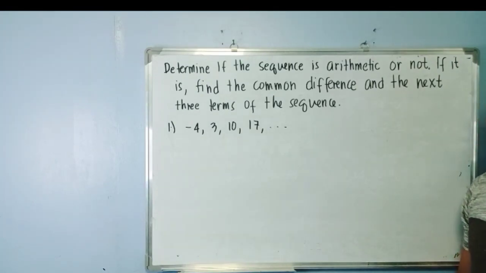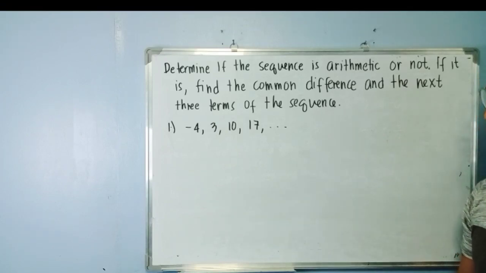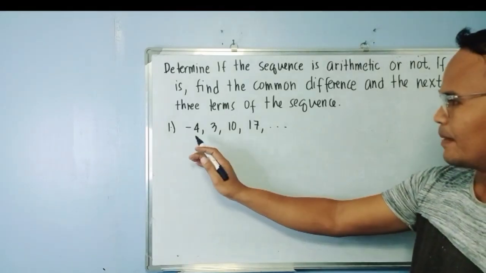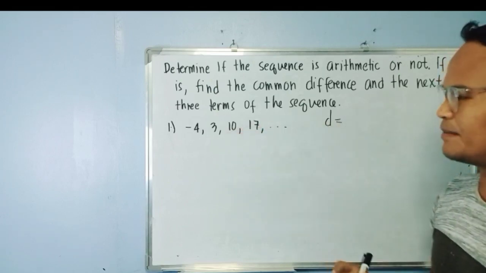In our next activity, let us determine if the sequence is arithmetic or not. If it is, find the common difference and the next three terms of the sequence. We have here number 1. Negative 4 is the first term, 3 is the second term, 10 is the third term, and 17 is the fourth term, and so on. Is this arithmetic or not? It is an arithmetic sequence. Why? Because we have a constant number that is added to each term, that is 7.